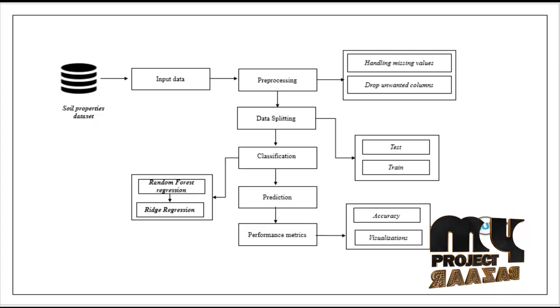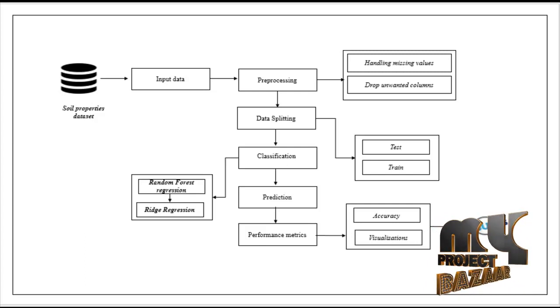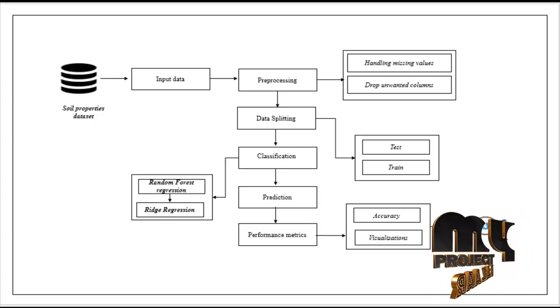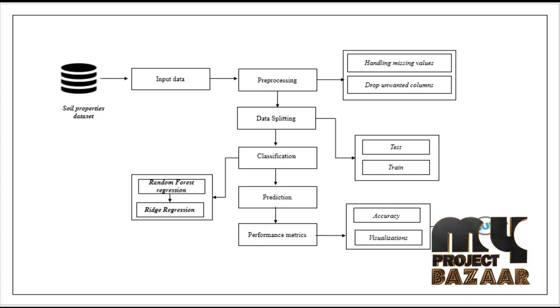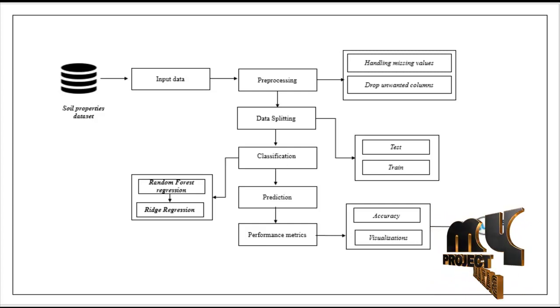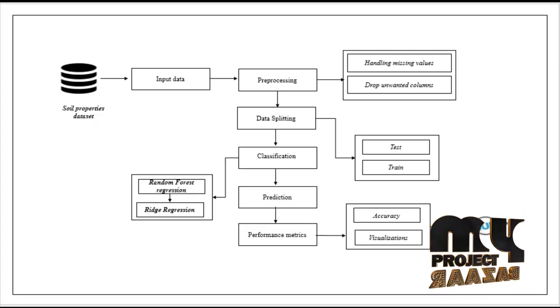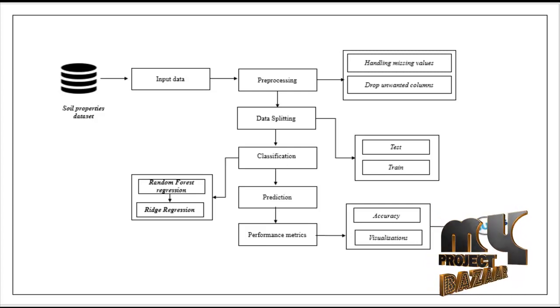Then we have to estimate some performance metrics like accuracy and some error values. The error values must be low. If the error values are low, it means your model is efficient. Then we have to compare the two algorithms to see which one is efficient. So this is the flow of our diagram.